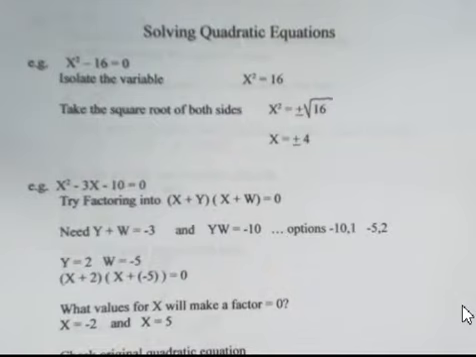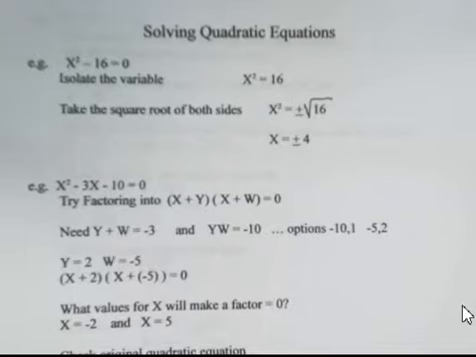This video will discuss solving quadratic equations where our unknown is squared. We'll start with simple and then work our way towards the more complex and end up with the quadratic formula, explaining that and using that. So if we have x squared minus 16 equals 0, our goal here first is to isolate the variable.